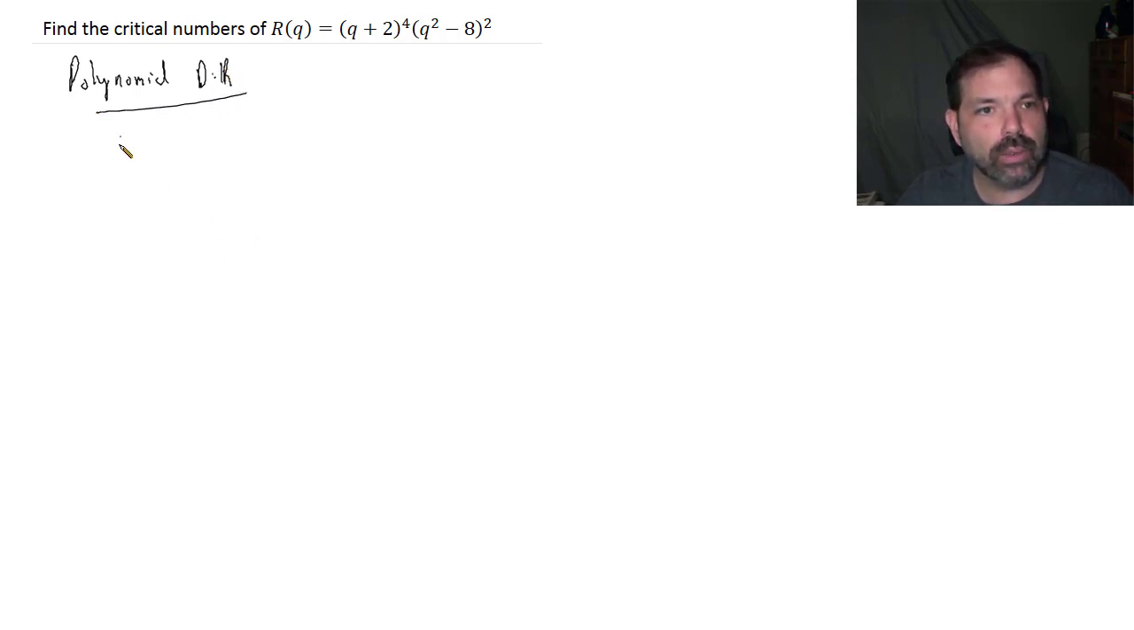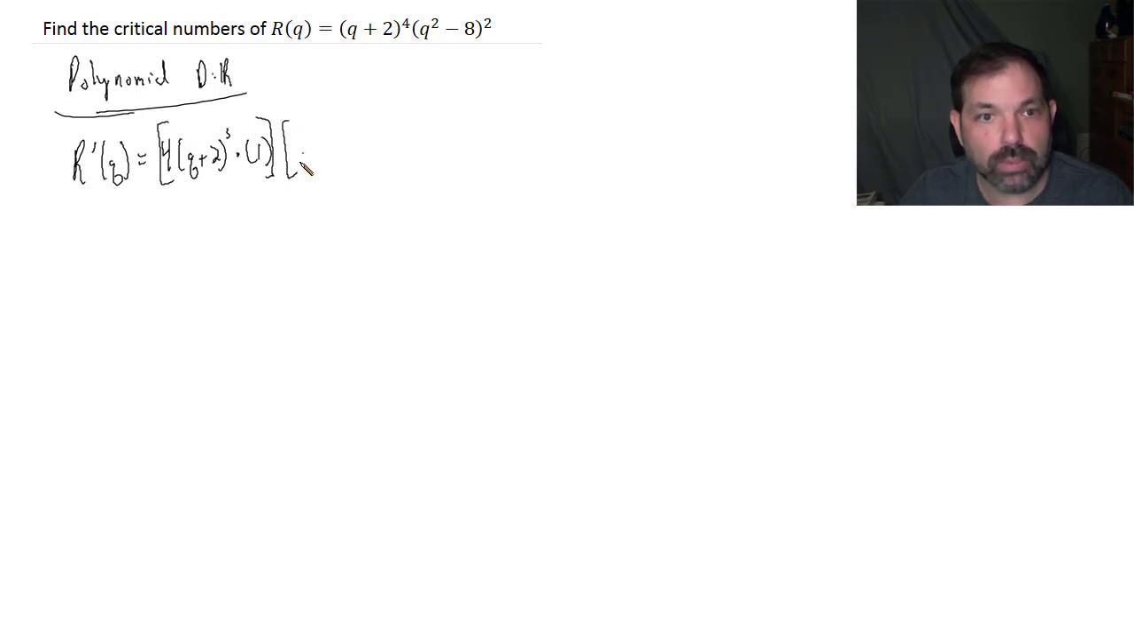Alright, so let's calculate the derivative. Here we'll have to use the product rule, and we'll also have to use the chain rule. So let's see, then r prime of q, differentiating the first factor, I would have 4 times (q plus 2) to the third power times the derivative of q plus 2, which is 1. Alright, so I'd have that. And then I'd leave the second factor alone, times (q squared minus 8) to the second.